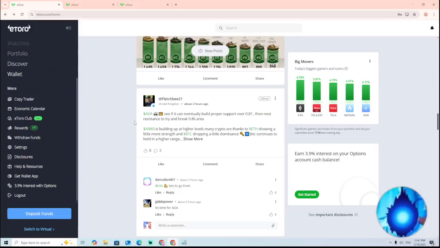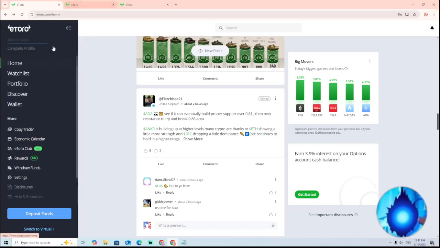How to make money on eToro. So simple. I will give you a conclusion about it in a minute and a half, or maybe a minute only. So what we can see about making money. First, you need to know about the watch list.